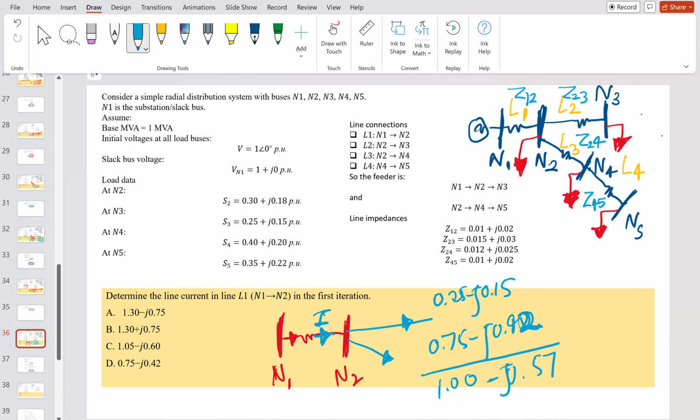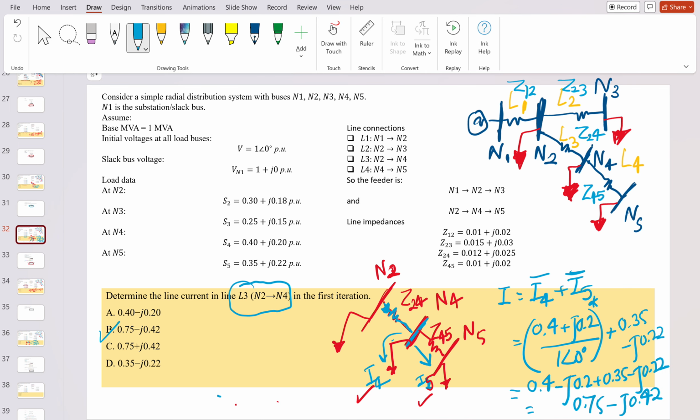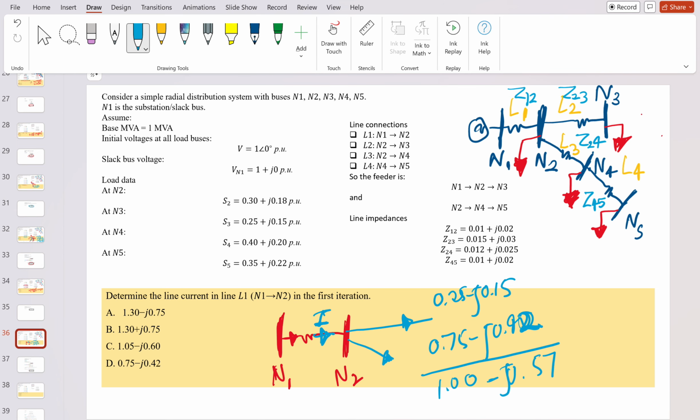So what was the current which flows? That is the 0.25 minus j 0.15, and here from N2 to N3, N2 to N4. Here I have not added the current which is flowing in this load. The load which is connected here draws 0.3 minus j 0.18. When you sum it, it will come out to be 1.30 minus j 0.75. Okay, so option A is correct.